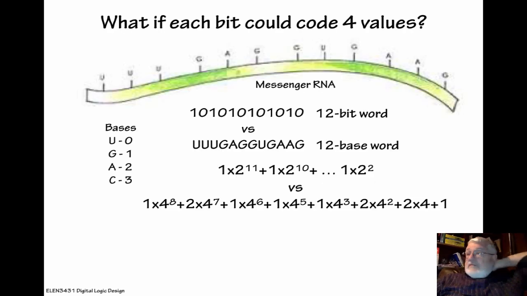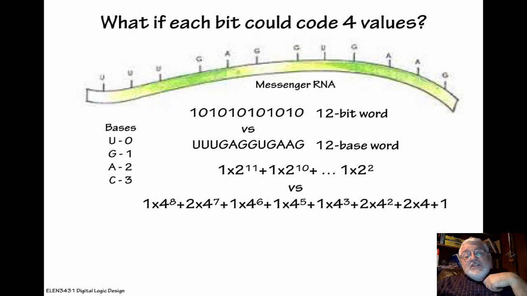Okay, and sort of to wrap this up, what if each bit, because we just said one of the things is robustness, could code 4 values instead of 2? Well, that's what happens with messenger RNA. That's what happens in the coding scheme in biology. And so here, there's a 12-bit word, 1010101010, versus the word that's on that messenger RNA, which is a 12 base word.